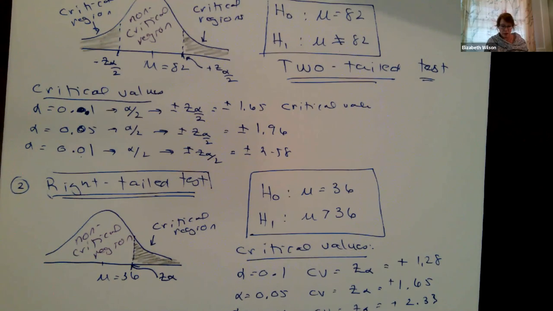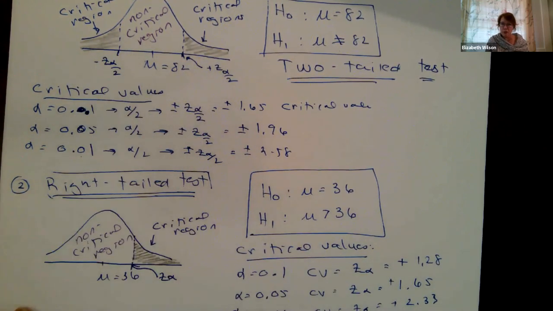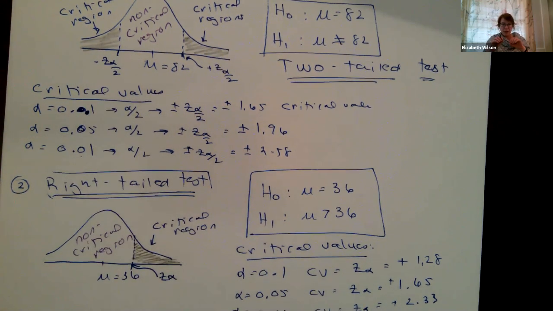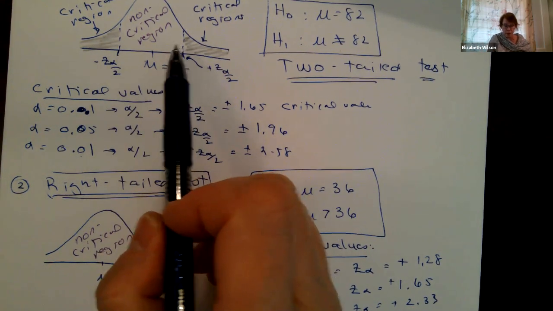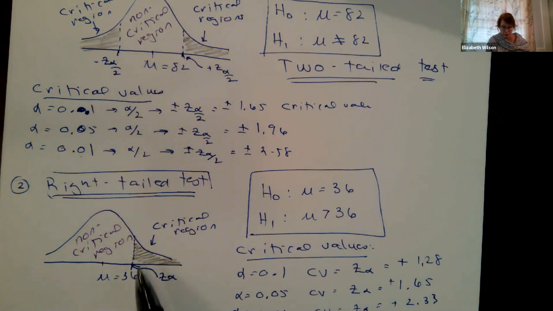Exactly, because look, what's happening is I had to split my alpha into these two regions on the two-tailed test, right? So my alpha gets split. If my alpha is 0.05, the area that's in my critical region is 0.05 divided by 2. It's equally shaped because there's symmetry on our normal curve. So this is 0.025, that's 0.025. On a right-tailed test, and on a left-tailed test, we'll see in a minute, this whole region here, there's nothing to split. The area under this curve is equal to alpha.